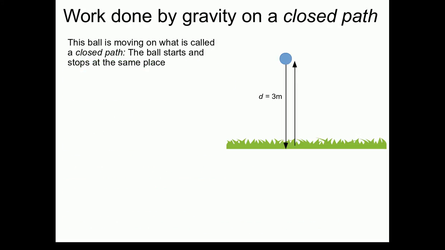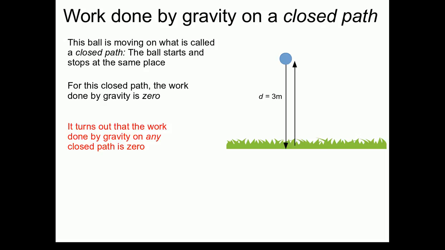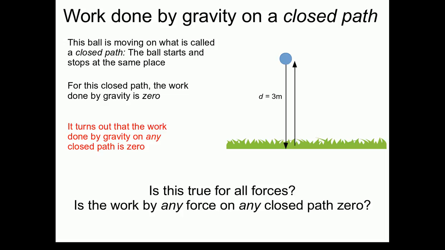The ball in this particular example is moving on what is called a closed path. The ball starts and stops in the same place. We've just seen that for this particular closed path, the work done by the gravitational force is equal to 0. It turns out that the work done by gravity on any closed path is equal to 0. This leads to a question. Is this statement true for all forces? Is the work done by any force on any closed path always equal to 0?